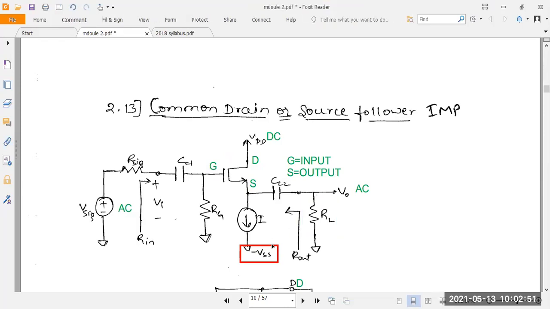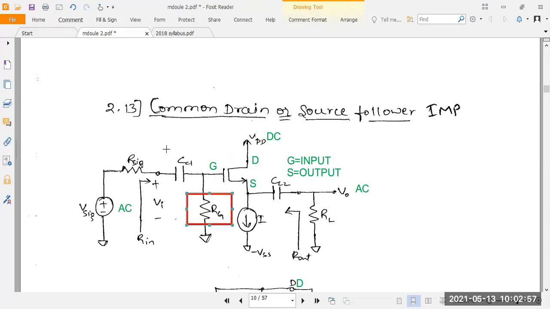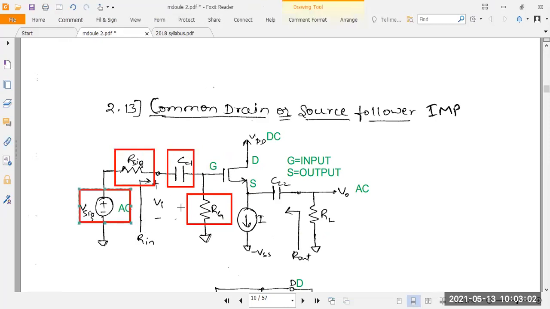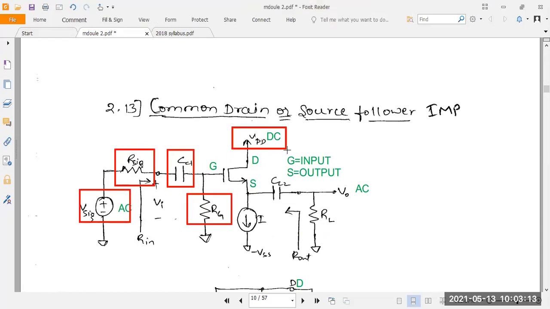Come to the gate here. What are the elements connected on the gate side? RG, the gate resistance, then the coupling capacitor, then R signal, then V signal. So all four elements are connected to the gate input. What about the drain? It is connected only to the DC supply, the supply voltage, but when writing the equivalent circuit we take the ground connection.